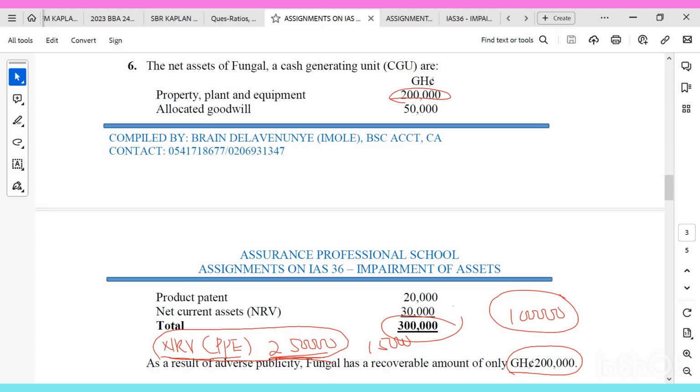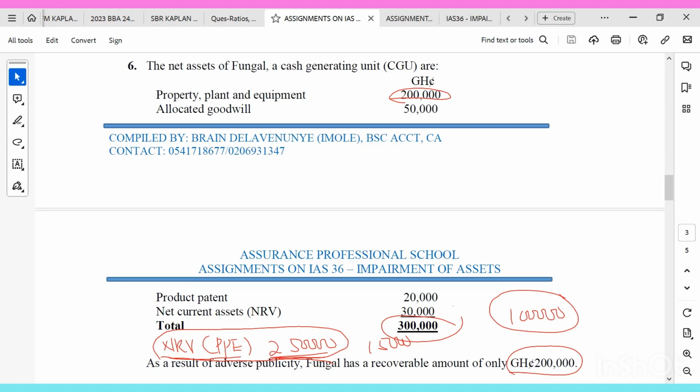Which will continue to mean that there is a revaluation of the assets. But I want you to relate it to the impairment. Impairment, what does it mean?